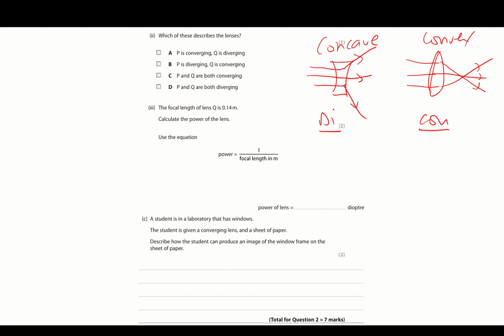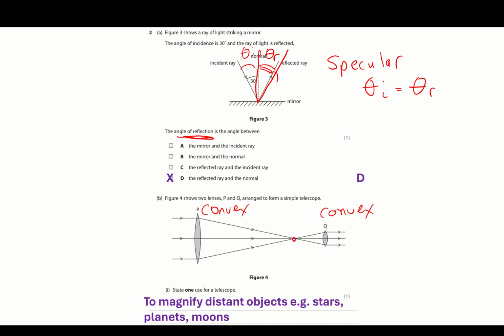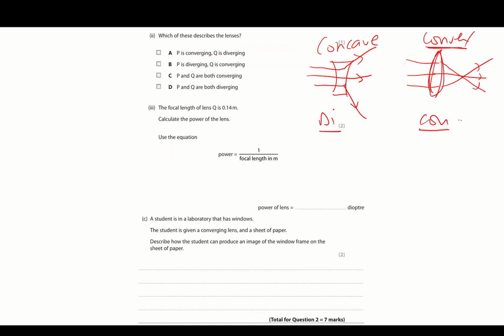So it says, which of these describes the lenses? Well, we'll go back. I think we're going to see that they were this, and we know that these are converging. So we can see, yep, brings it to a point, and this one is doing the same in effect. So both are converging.